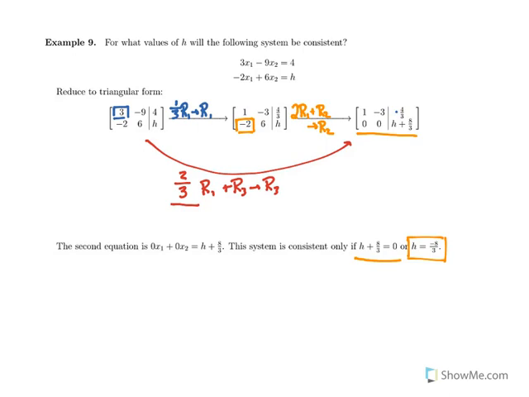Now what this also means is that there's actually going to be infinitely many solutions. We're going to talk about that in a later section. But we do have a solution. If this were anything but 0 on the right-hand side, it would be inconsistent.